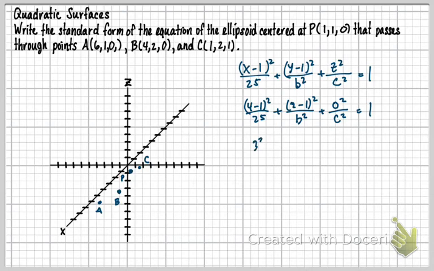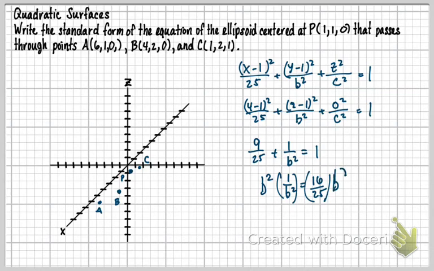So this is really going to be 3 squared over 25, and I'm just going to write 9 there. And then plus 2 minus 1, which is 1 squared, so that's going to be 1 over B squared, and that's going to equal 1. So I'm going to move the 9/25 over to the other side. So 1 over B squared equals, and that's going to be a subtraction, so that's going to be 16/25.